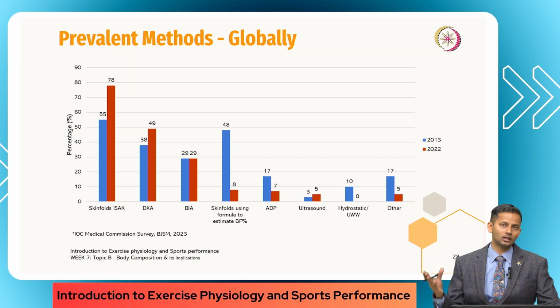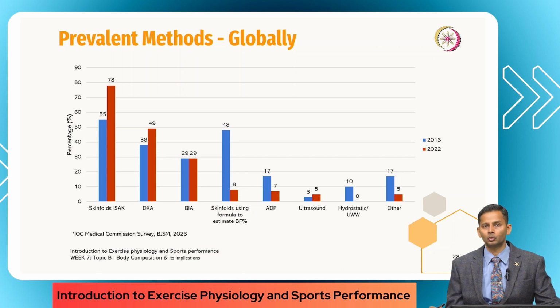If you see the bars, the blue represents the survey answers for these questions when it was considered in 2013, almost 10 years back, and the dark maroon color denotes the survey results conducted as recently as December 2022. So, this also gives a decadal change in the usage or prevalence of body composition methods across the globe. So, let's focus on the graph.